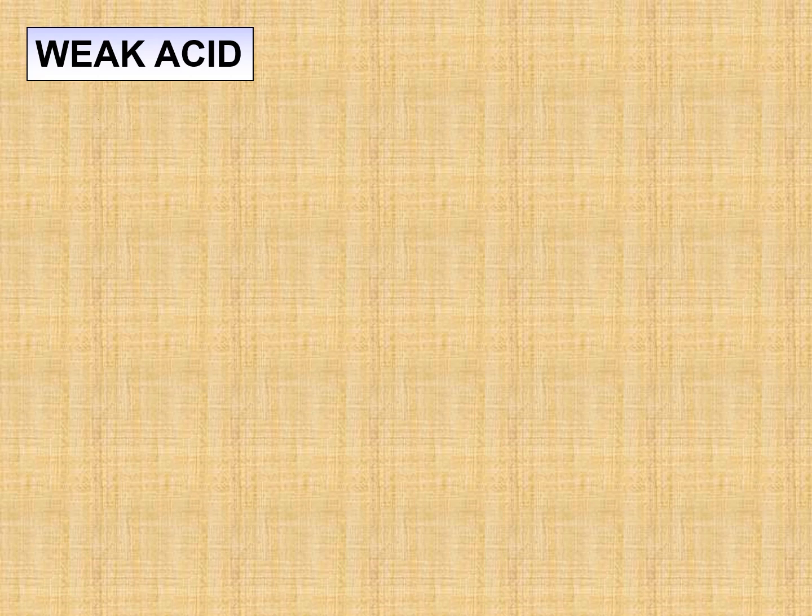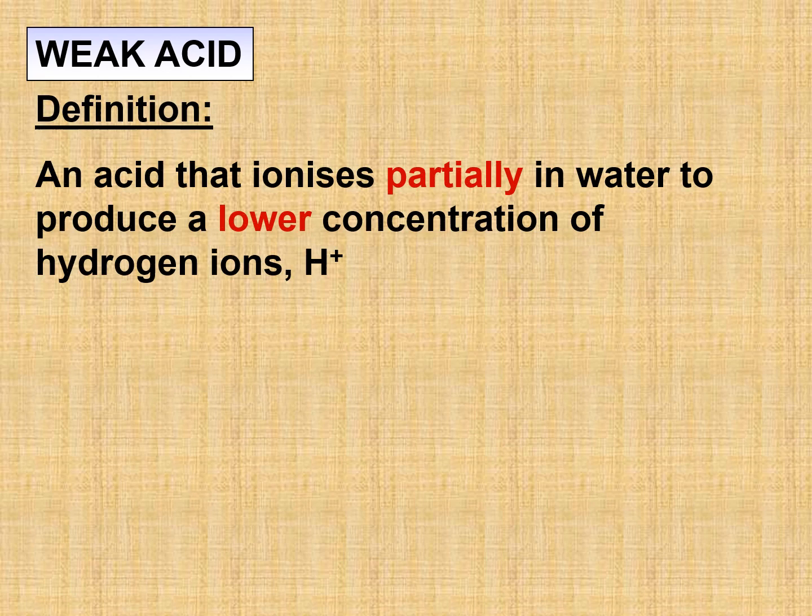Weak acid. Definition, an acid that ionizes partially in water to produce a lower concentration of H+ ion. Partially doesn't mean 50%. It just means a lower concentration, part of. Maybe 96%, and it's up to the type of the acid. Lower concentration meaning less than 100% degree of dissociation.